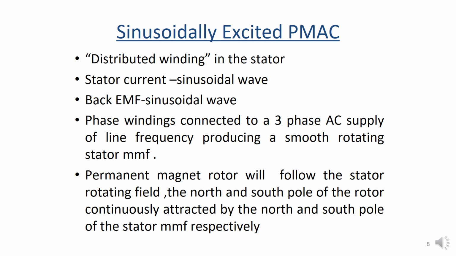The sinusoidal excited permanent magnet AC motor has a distributed winding in the stator. The stator current shape is a sinusoidal waveform, and the back EMF shape is also sinusoidal. The phase winding is connected to a three-phase AC supply of line frequency, producing a smooth rotating stator MMF. The permanent magnet rotor will follow the stator rotating field. The north and south poles of the rotor are continuously attracted by the south and north poles of the stator MMF respectively.